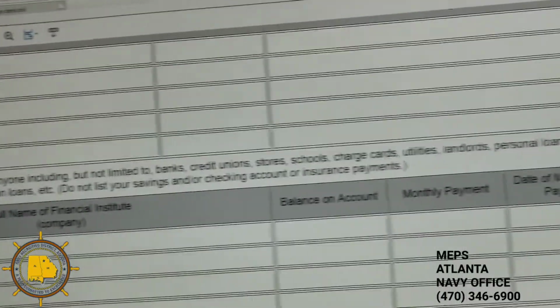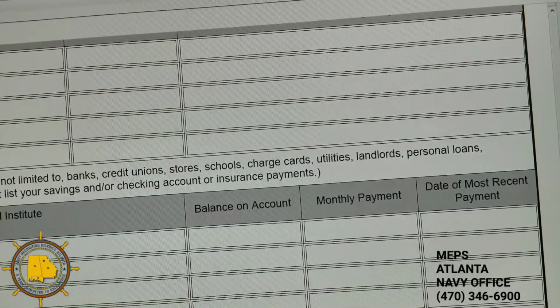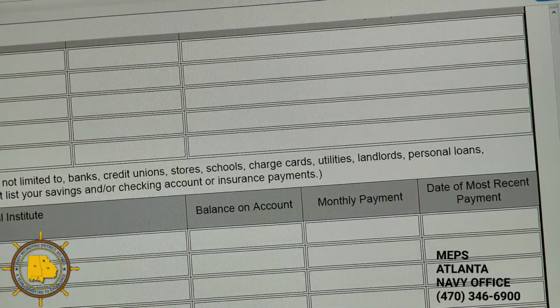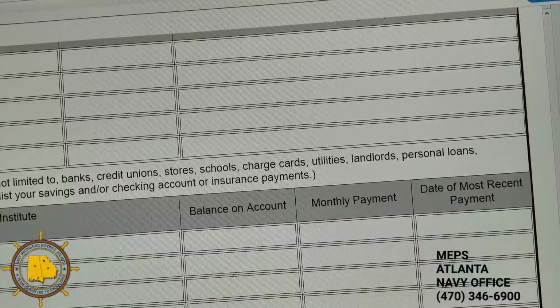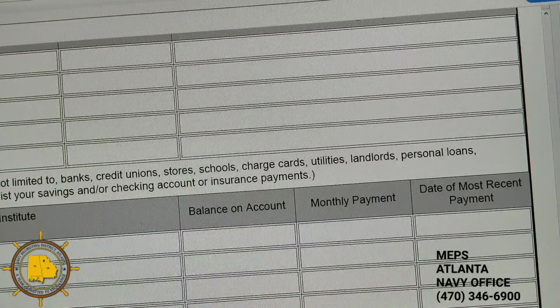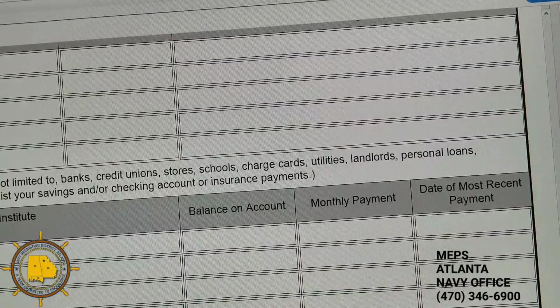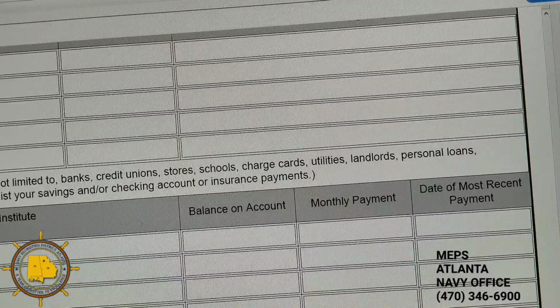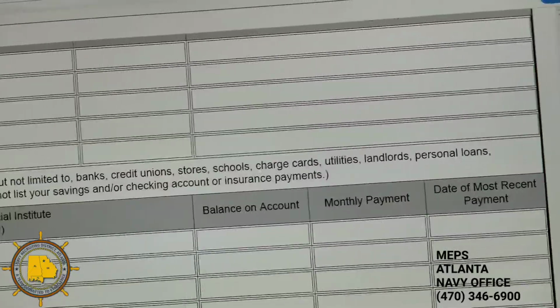So when it says balance on account, if they've recently paid that balance, if the balance was due on the 7th and today is the 8th, then the balance on the account would be 0. They're going to put their monthly payment. So let's say the Netflix account is $15 a month. They're going to put $15 a month. Date of most recent payment. Again, if it was due on the 7th and they just paid it, then they're going to put yesterday's date, the 7th, so on and so forth.